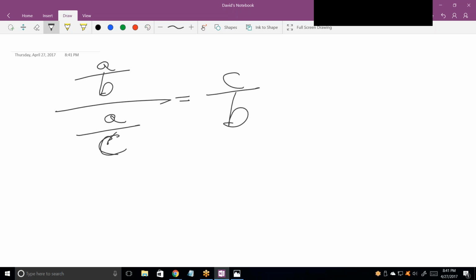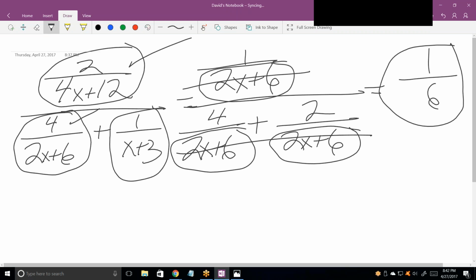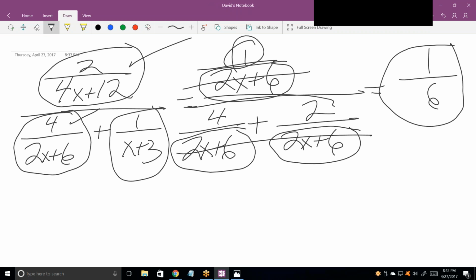So you've got to be a little careful when you're doing this trick that I did in the last problem, where both denominators were 2x plus 6, I could cancel them out. And I'm left with just that over 4 plus 2. Just make sure that whenever you do that, your denominators are the same, not your numerators. If your numerators were the same, you'd have to flip it, and it would be 6 over 1.